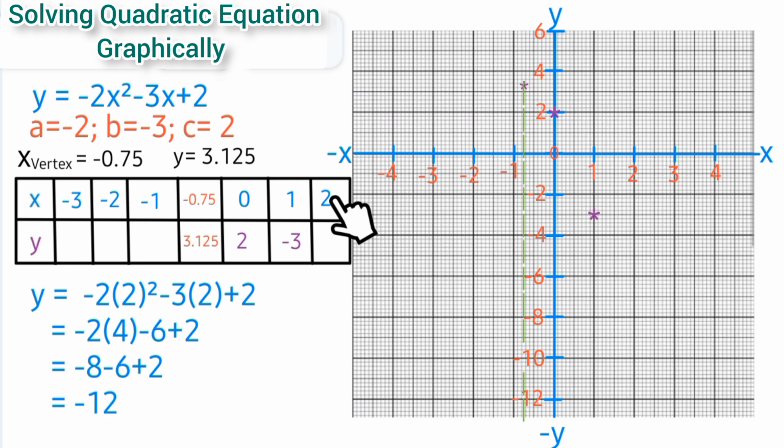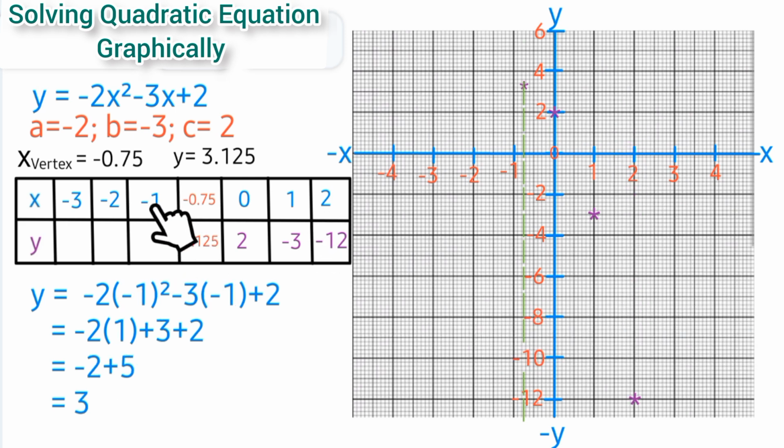When x value is 2, substituting 2 for x in our equation, we have minus 2, 2 squared, minus 3 times 2 plus 2. So we have minus 2, 2 squared gives 4, minus 3 times 2 gives minus 6, plus 2. Minus 2 times 4 gives minus 8, minus 6 plus 2. Minus 8 minus 6 is minus 14. Minus 14 plus 2 gives minus 12. So when x value is 2, y is minus 12.